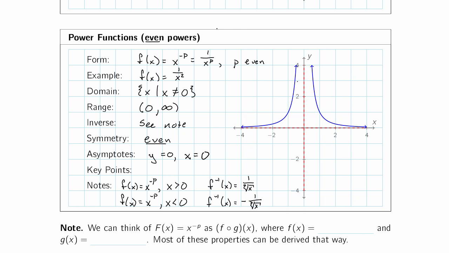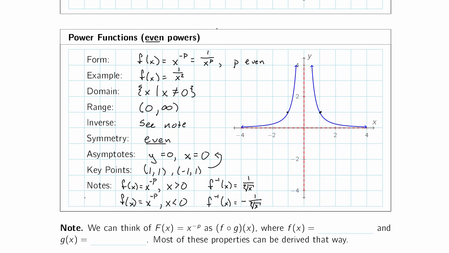It may not be immediately obvious looking at this graph that we do in fact have a vertical asymptote at x equals 0. It may not be immediately obvious that that's where these two curves are converging to, but in fact they are. It's just a little bit slow because we're working with 1 over x squared. When we want to graph one of these, we'll use these two key points, (1, 1) and (-1, 1), again, along with the asymptotes.